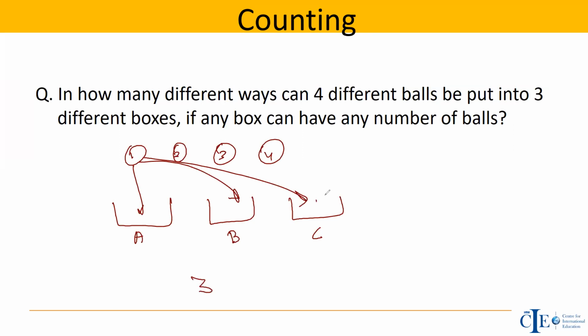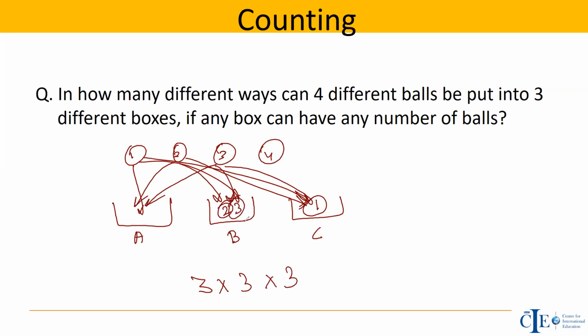Once one is done in whichever box it goes, then you pick the second. Second can go in either A or B or C. That also has three ways. One and two done. Now third again can be in any of these, so into three. And fourth can also be in any one of the boxes. So that's 3 raised to 4, which is 81, right?